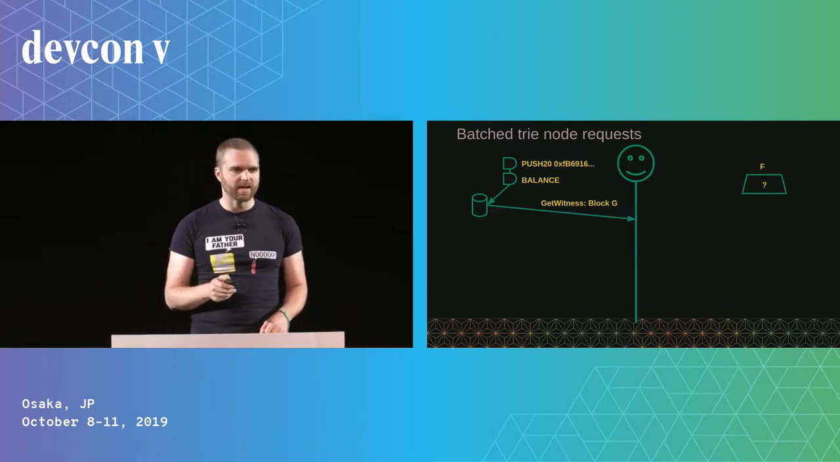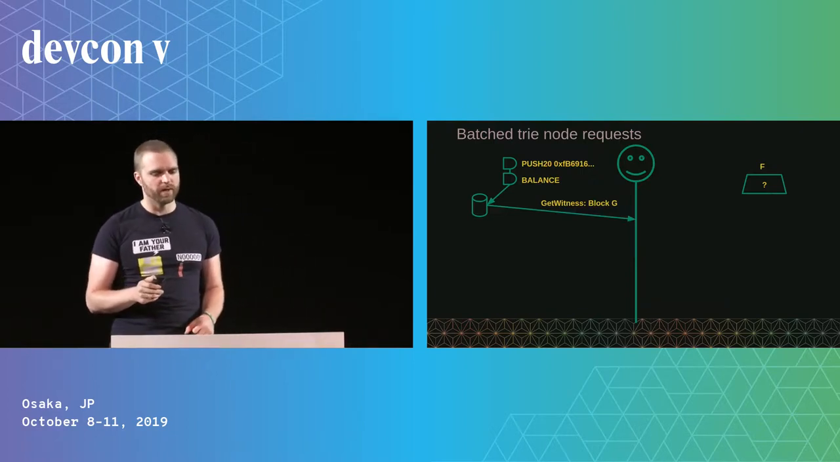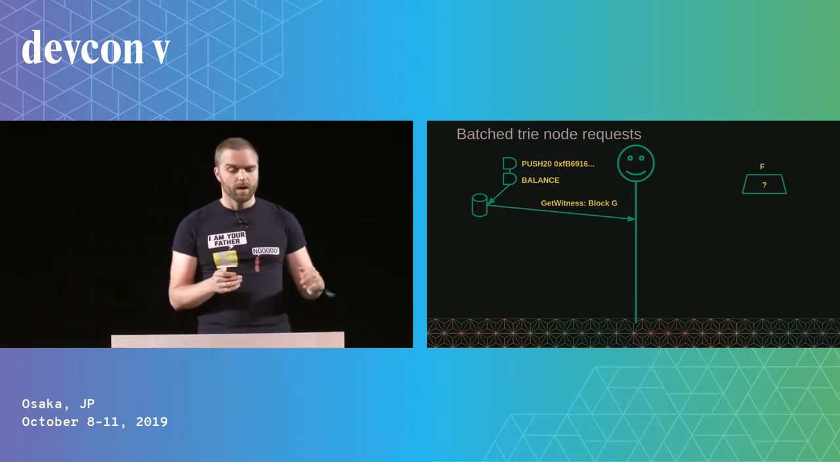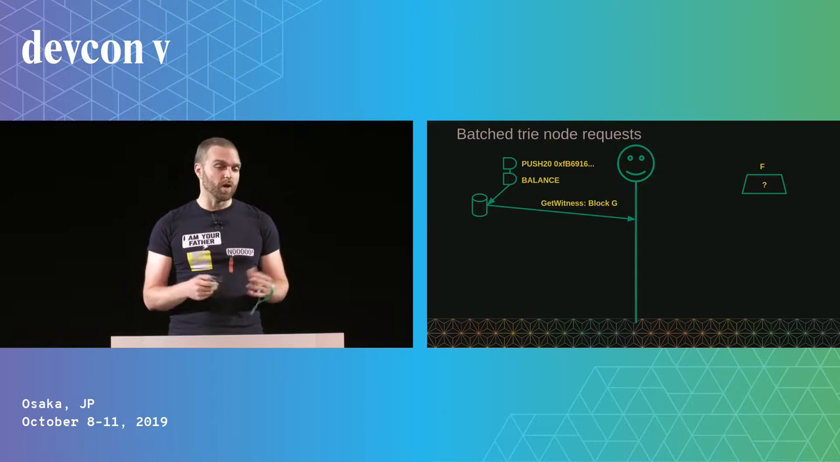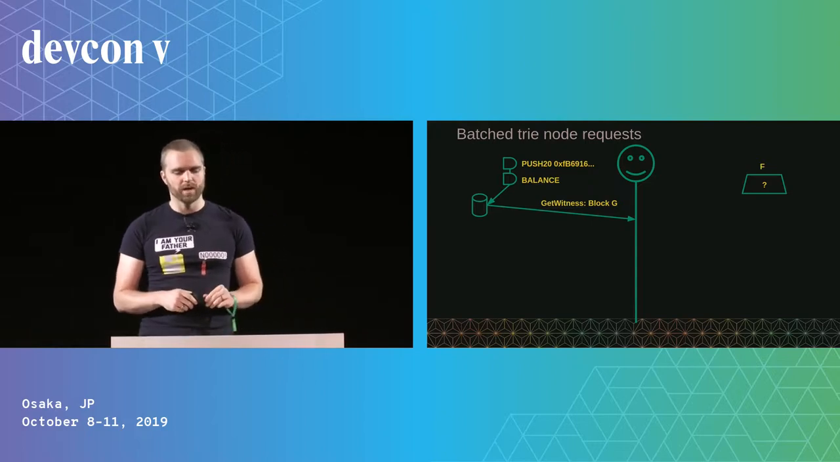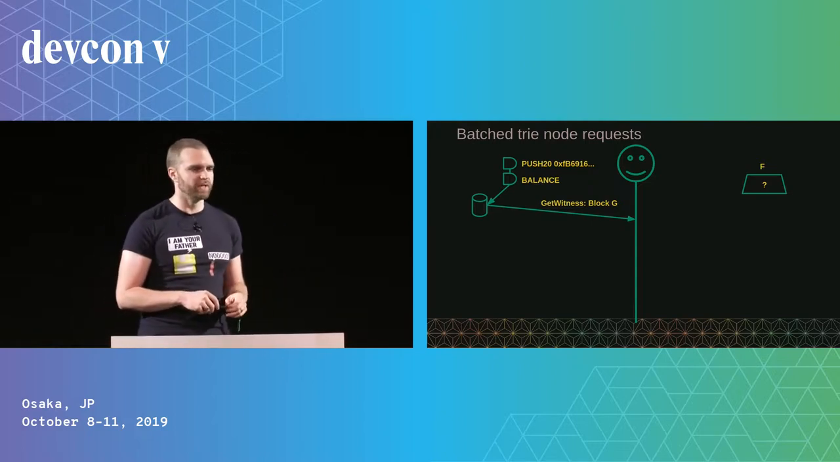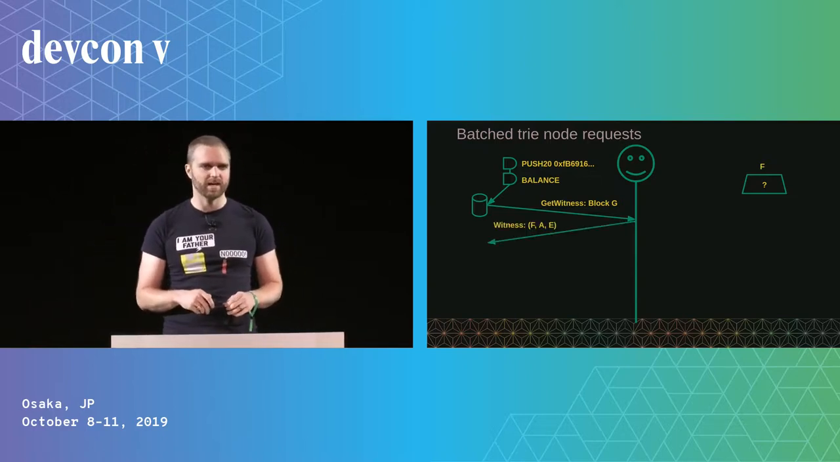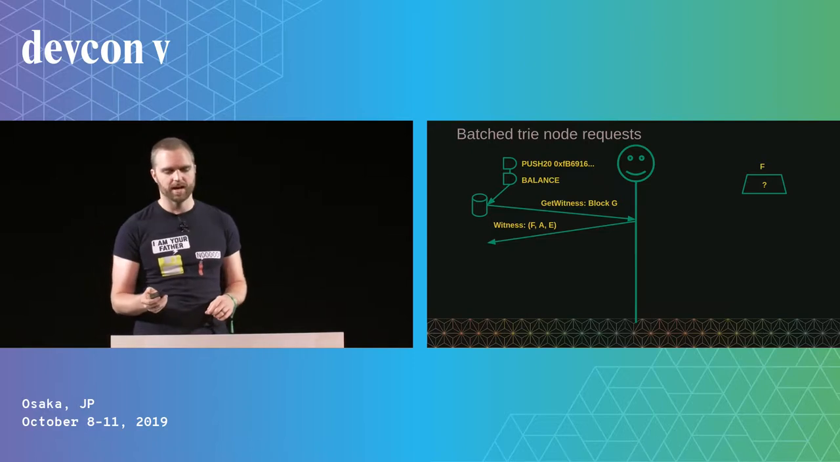And now instead of asking for that root node, what we do is we get a witness, really I'd probably call it witness metadata or something. And we know which block we're on, of course, so we can say, hey peer, can you tell us which hashes we're gonna need for block G? You say, sure, we're gonna need F, A, and E from last time.